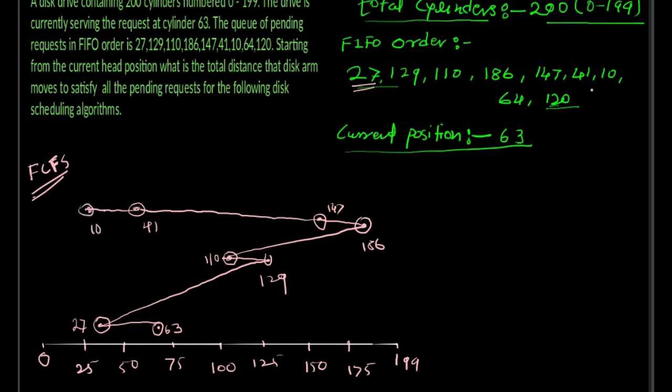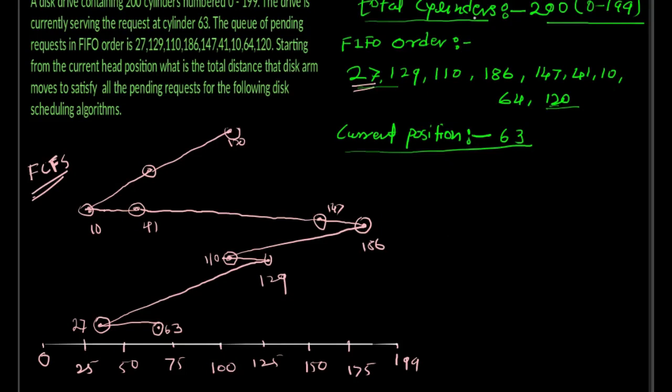From 10 we have to move to 64, and from 64 to 120. This is 120. So this is the processing of the disk requests according to the algorithm. Which algorithm? FCFS, first come first serve. That means in whatever order these requests have arrived, in the same order we have to process the requests. Now we have to calculate the distance.